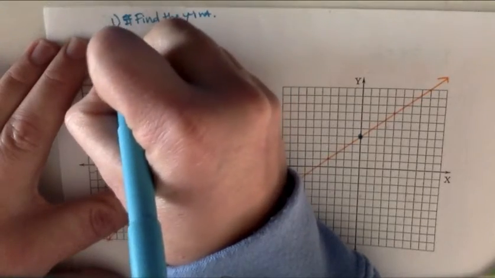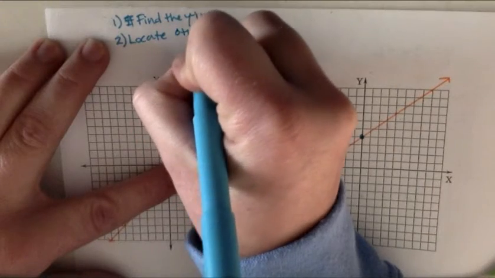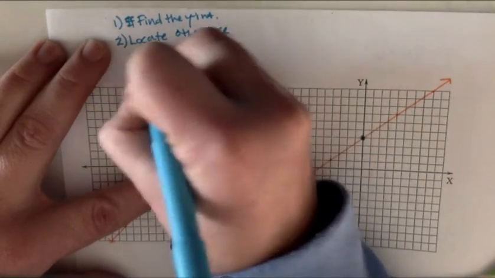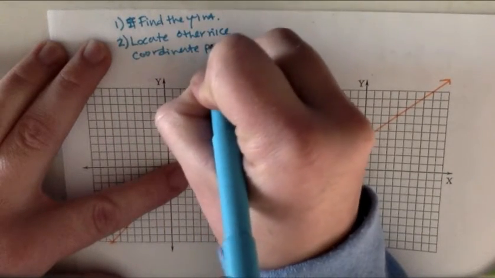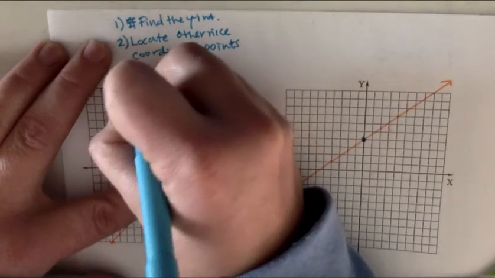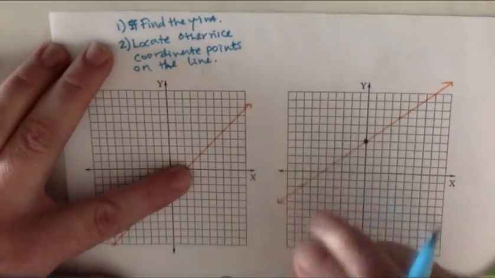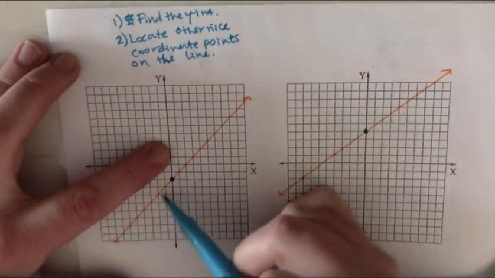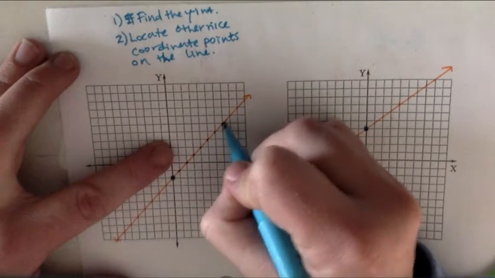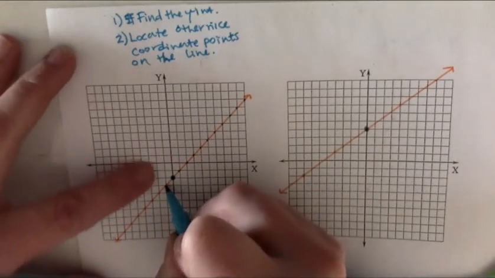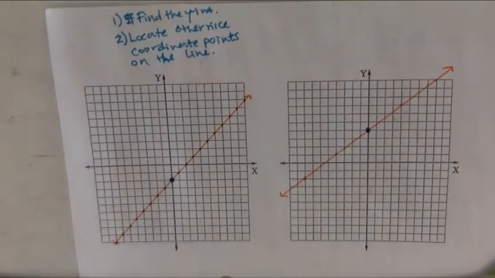Step two, locate other nice coordinate points on the line. So if I look at this particular line right here, it looks like I have a lot of nice coordinate points. Wherever it crosses really nicely with the grid, I'm going to make a little dot, just so that way I can see all of these nice coordinate points and I can focus on one of those for this.